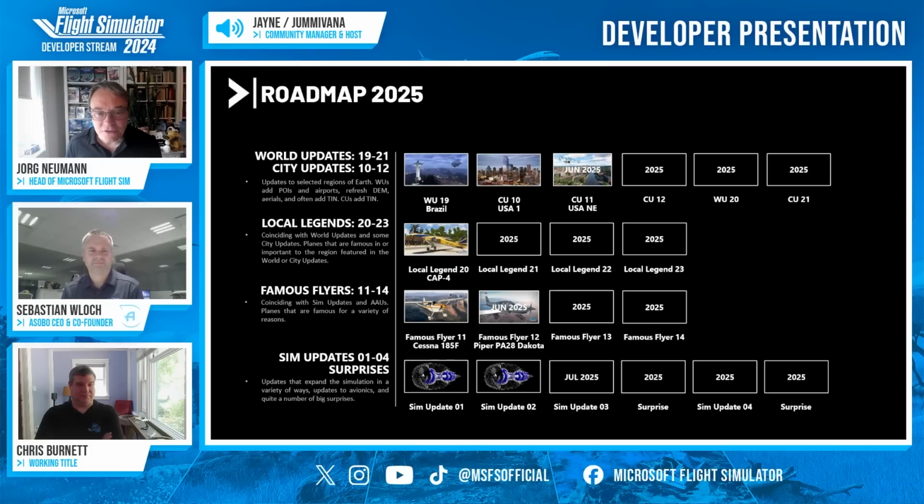And to review our roadmap now. I just filled out the things that we talked about. There's a new city update in June, then the famous Fly 12, and I just put a date behind Sim Update 3. As I said earlier, we had a world update that just didn't fit. It was in the middle of Sim Update 2 focus, so we moved it out by a bit. But the local legends are coming later this year.